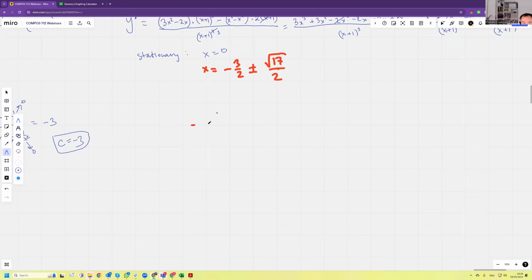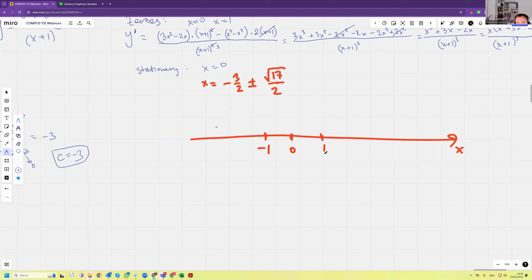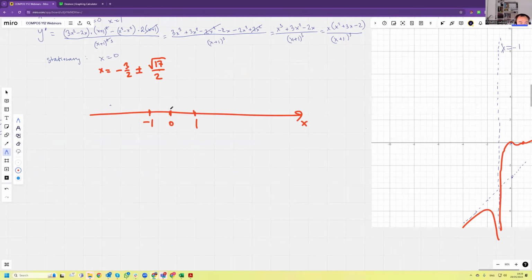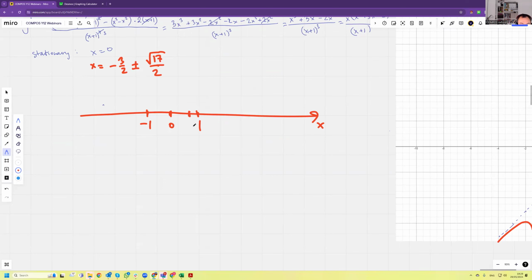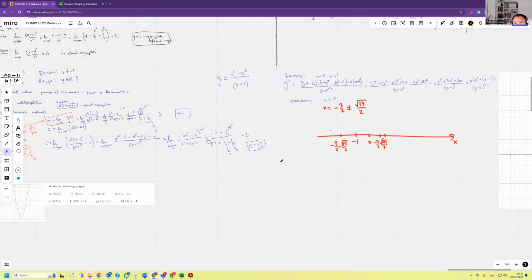And then you do f of x, you get 0, you get minus 1, you get, is 1 a thing? Yeah, 1 is a thing. 1, this is minus 3 over 2, minus 3 on 2, plus root 17 over 2. And this is minus 3 on 2 minus root 17 over 2. And then you get the graph that looks like this. 0.56. Yes.